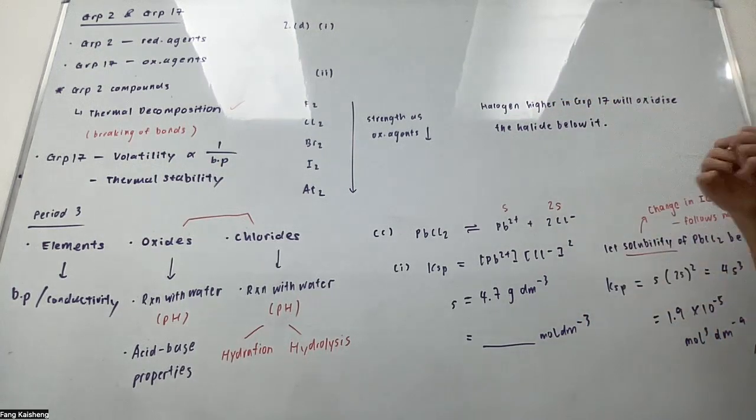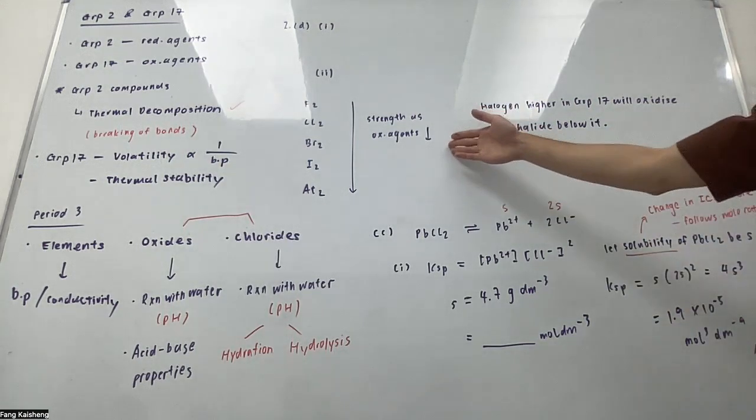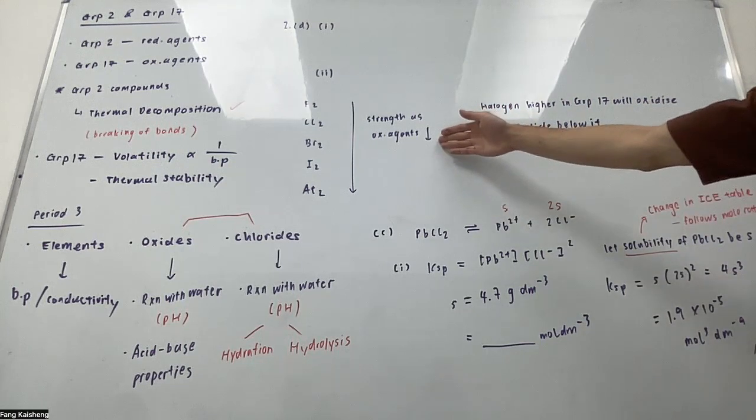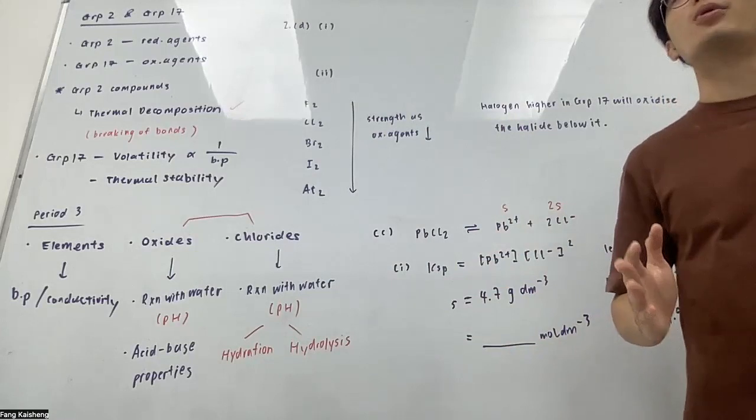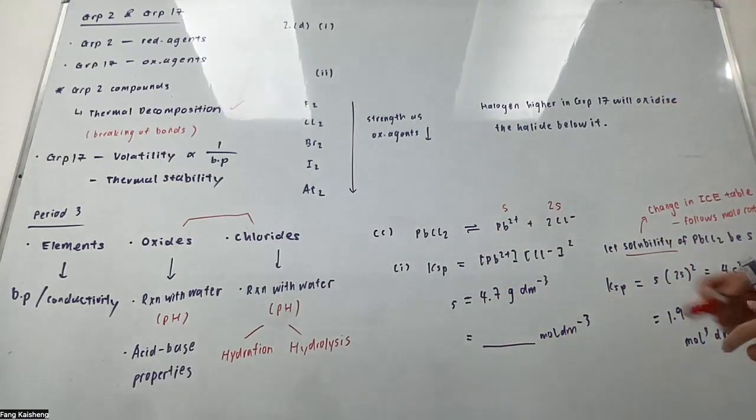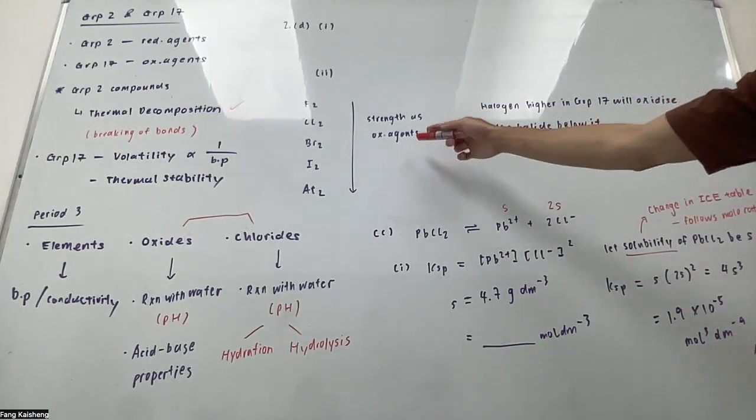So it's about recognizing question types. I do not need you all to remember whether an oxidizing agent becomes stronger or weaker, because then you'll end up working it out and spend so much time on a 2-mark question. No point. How do we derive the strength of oxidizing agents?